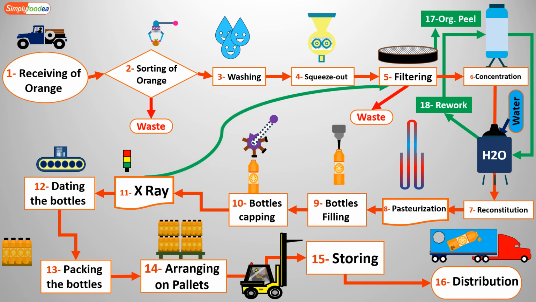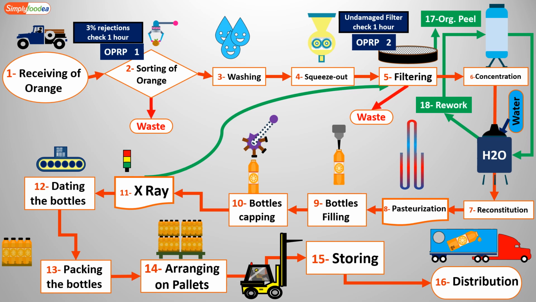Now we'll number all the steps, also the OPRP, and now we are writing the critical limits. For example, 3% rejections, check each 1 hour. OPRP number 2, undamaged filter, and check each 1 hour. The CCP1, you can see OPRP1 and OPRP2.